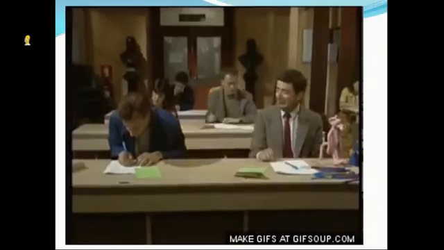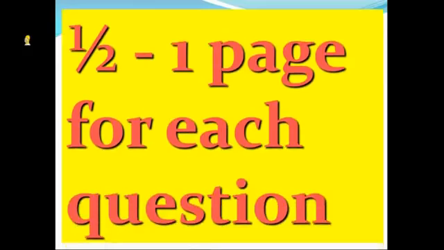So this Mr. Bean here is telling us that we should be writing half a page to a page for each question. I would probably say between 3/4 of a page and a page. No one should be writing less than half a page, because you're not going to get the marks or all the quality in there you need, and probably you shouldn't be writing more than a page, because it probably means you're spending more time on that than you should.